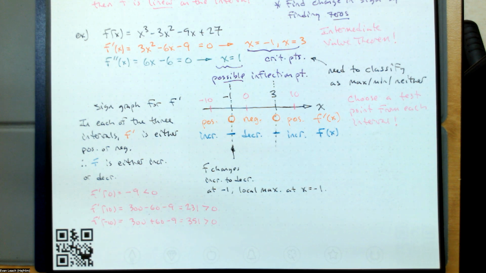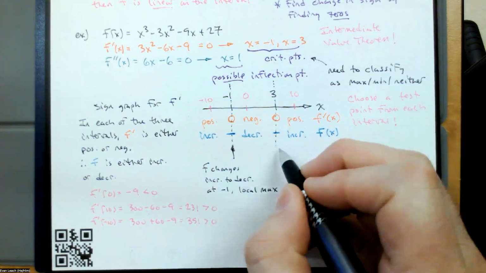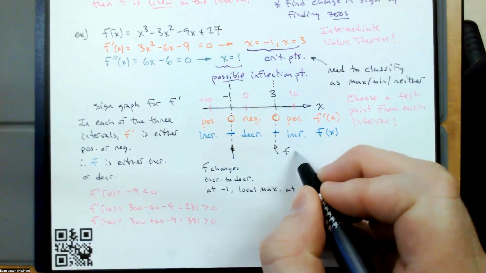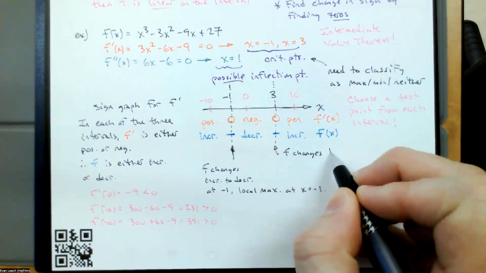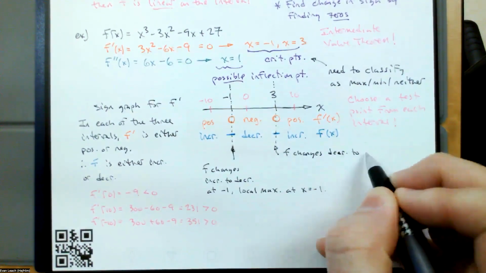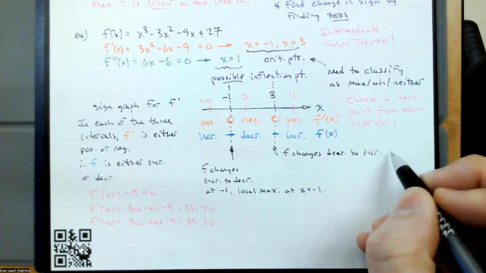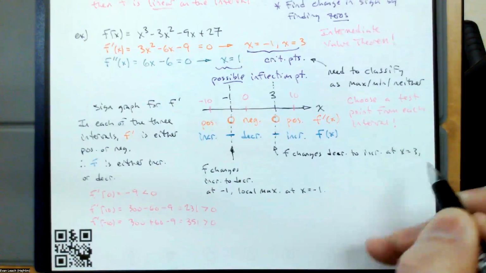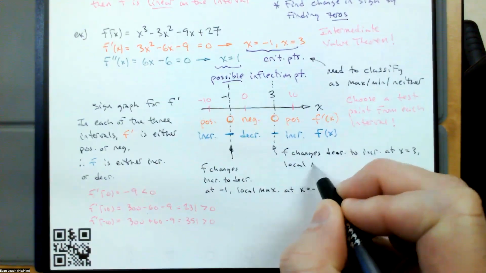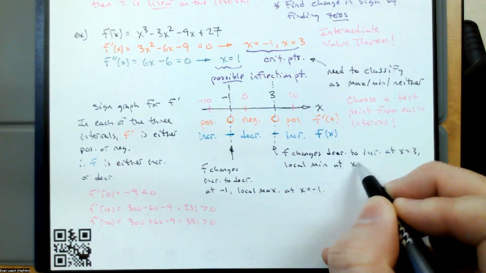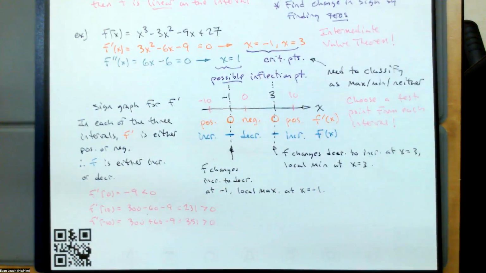We knew this already because we know what the graph looks like. It's cubic with a positive leading coefficient, and there were two critical points, so it definitely has to make one turn that's a maximum, and then the next turn is going to be a minimum, and that's what we see in the sign graph. We see from negative to positive. So we see that f changes from decreasing to increasing at 3. So we have a local minimum at x equals 3. Now we have classified those critical points.